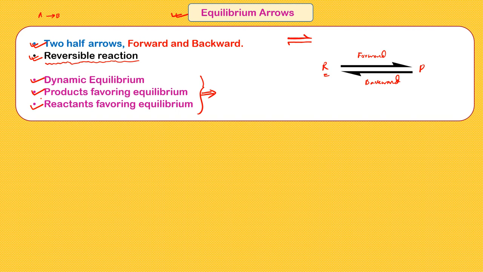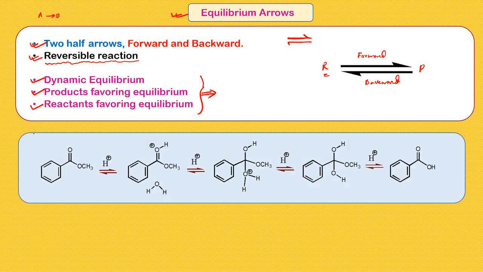What is the meaning of this? Let's talk with the first example over here. In this example, we are seeing a simple transformation of an ester. This is the ester functionality, and the final product is the carboxylic acid. So in this overall reaction, we are observing the conversion of ester to carboxylic acid in the presence of this acidic medium.